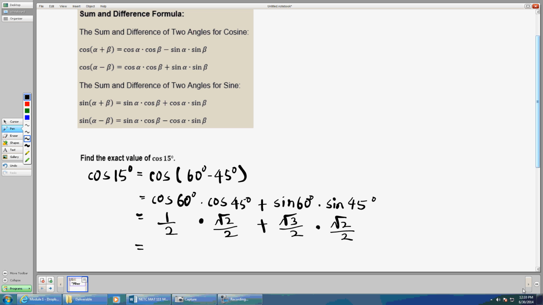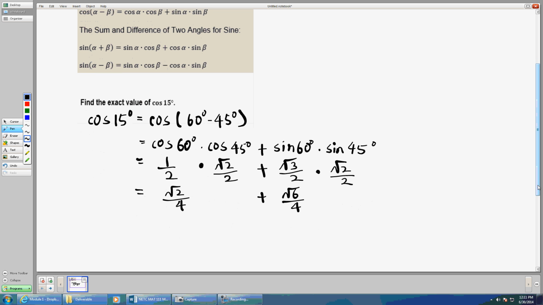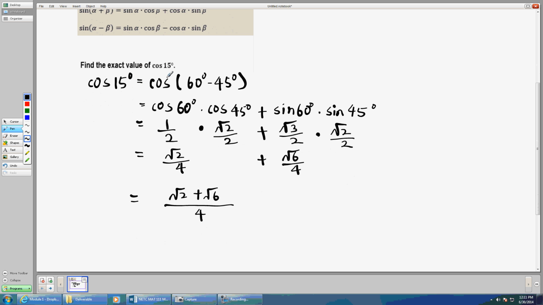So if we multiply half times square root of 2 over 2, we should get square root of 2 over 4, plus square root of 3 over 2 times square root of 2 over 2, which should be square root of 6 over 4. Since the denominators are the same, the least common denominator will be 4. So if we add the numerators, that would just be square root of 2 plus square root of 6 over the least common denominator, 4. So the exact value of cosine of 15 degrees will be square root of 2 plus square root of 6 over 4.